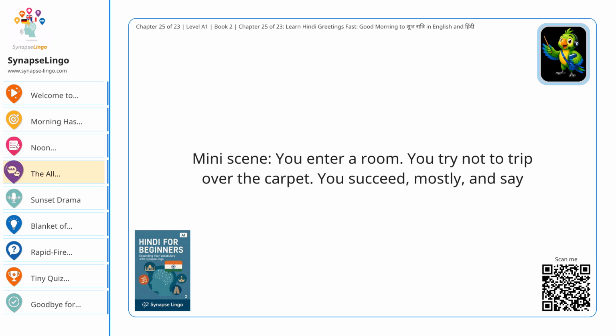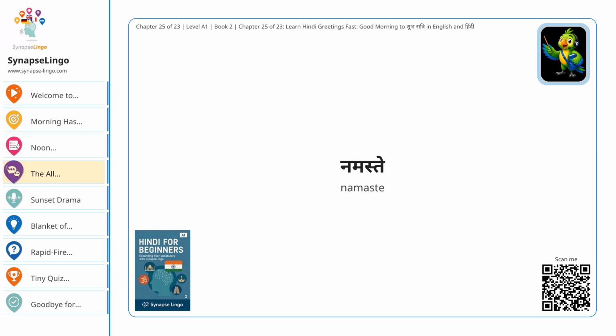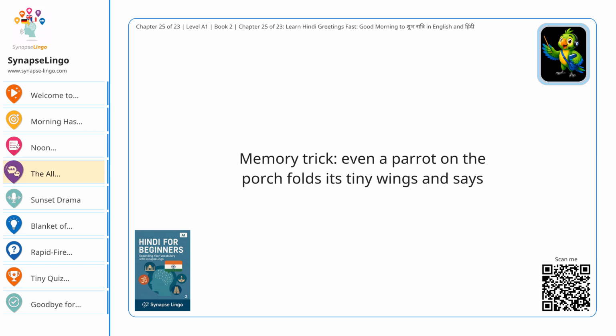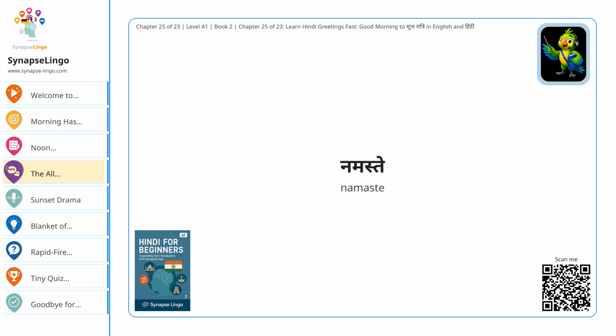Mini scene. You enter a room. You try not to trip over the carpet. You succeed, mostly, and say नमस्ते. Memory trick. Even a parrot on the porch folds its tiny wings and says नमस्ते.